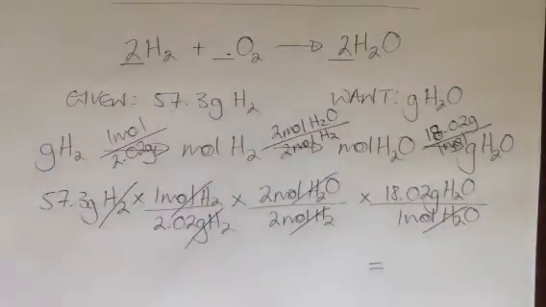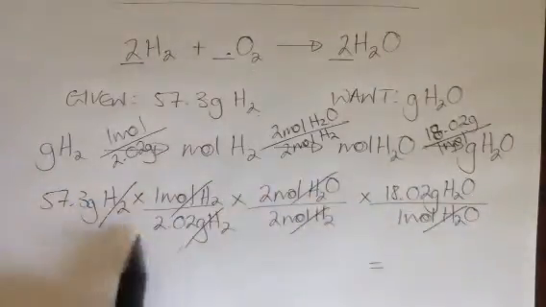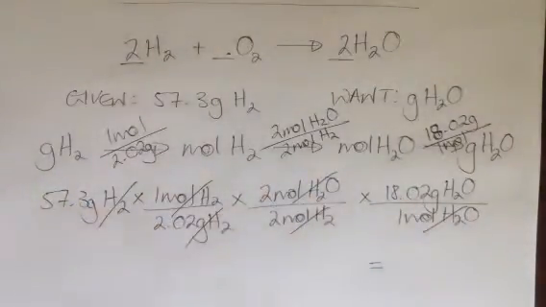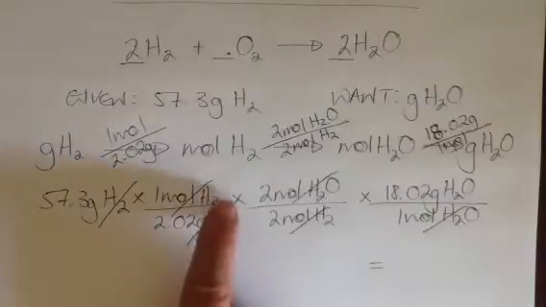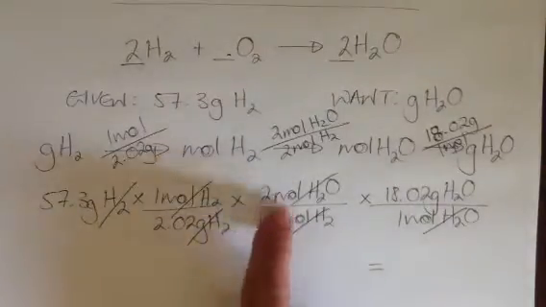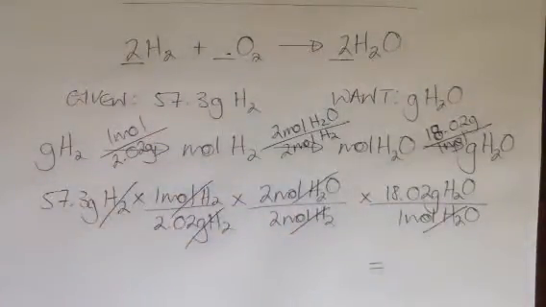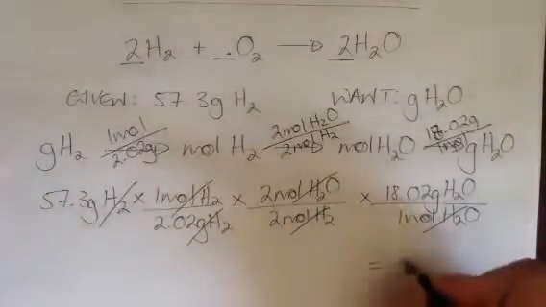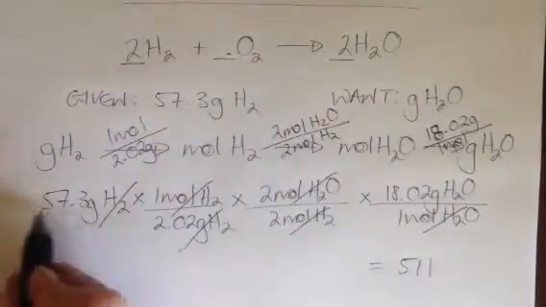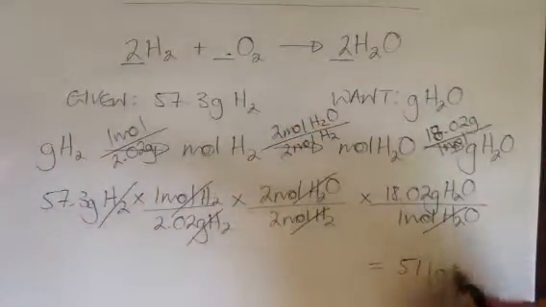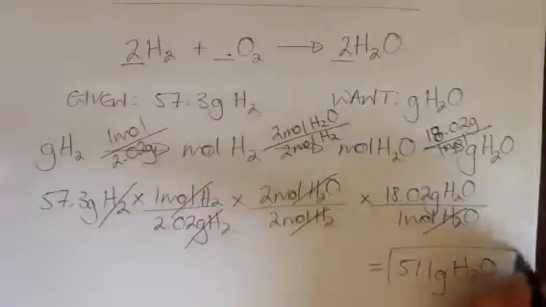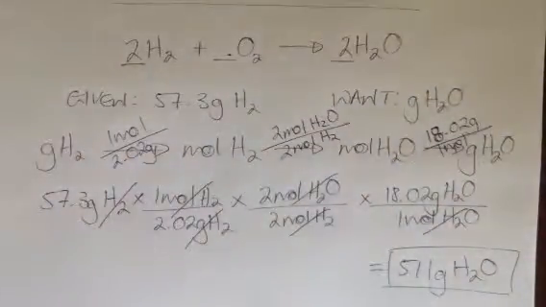So let's go ahead and plug that into our calculator. Remember, anything that's on the top is a multiplication, anything that's on the bottom is a division. So we have 57.3 divided by 2.02 multiplied by 1, right, because 2 over 2 is the same as 1, multiplied by 18.02. So we're left with 511, to 3 significant figures, grams of water. So that's a typical mass-to-mass stoichiometry problem.